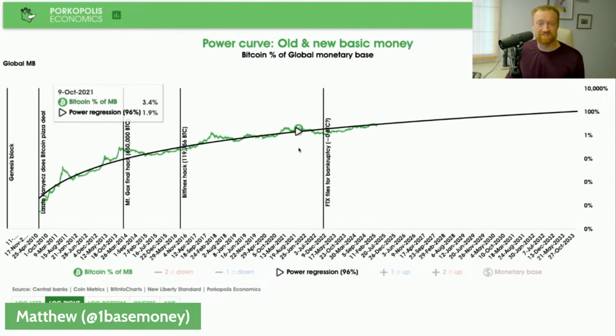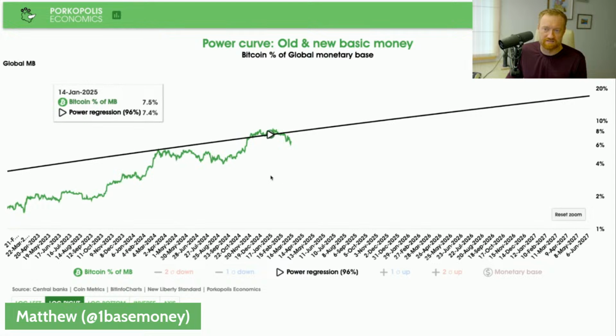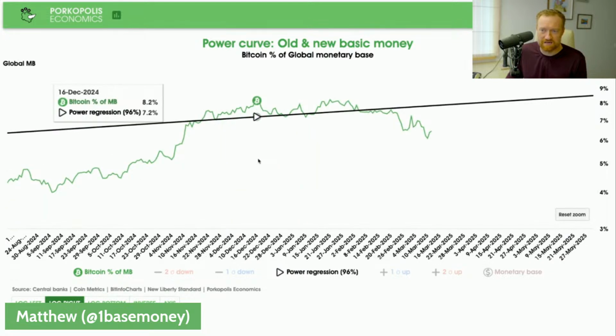stick with things that work. If you don't trust the system, withdraw your coins from the system. It's very simple. That's full reserve Bitcoin, if you withdraw your coins. Bitcoin is flirting with 10% of the monetary base. It got to, what was the actual high? 8.2. Yeah.